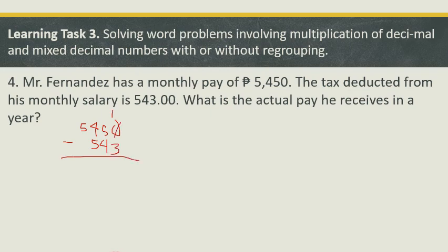Ito ay magiging 10. So, 10 minus 3 is 7. So, ito ay mababawasan kasi nanghiram yung 0. So, 4 minus 4 is 0. Ang 4 minus 5 hindi pwede. So, ito ay magiging 14. Ito ay magiging 4. Okay, 14 minus 5 is 9. And bring down 4. So, ito po yung kanyang sweldo sa kada buwan. Yung nakukuha niya talaga.